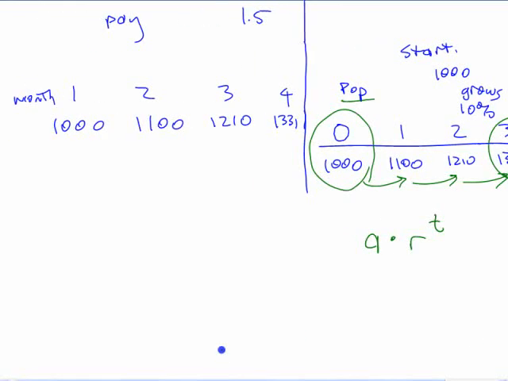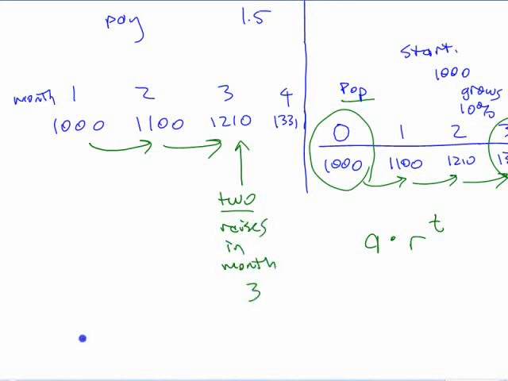Whereas for this situation, in month number 3, how many times have you multiplied it by 110%? How many times have you added on 10%? In month number 3, how many times have you gotten a raise? Twice, right? 2 raises in month number 3. Okay? 2 raises you have in month number 3 here.